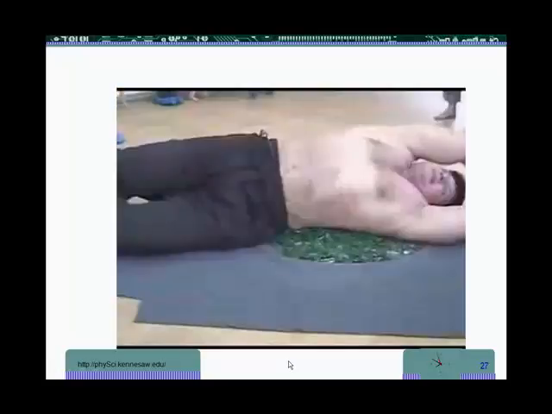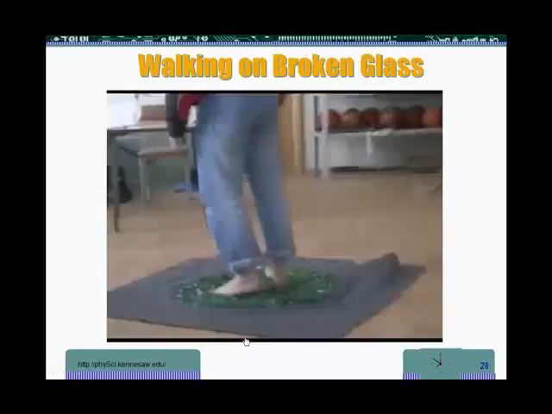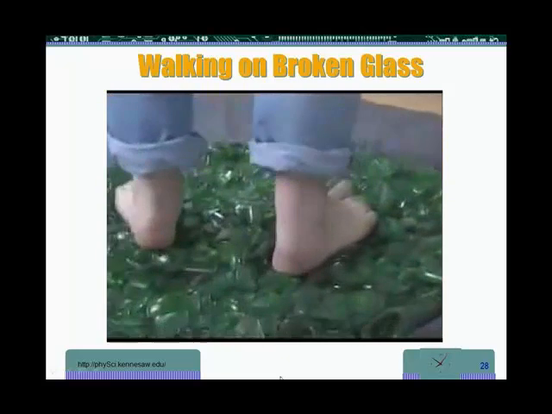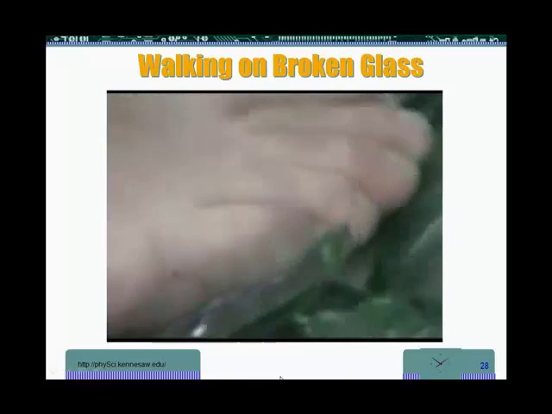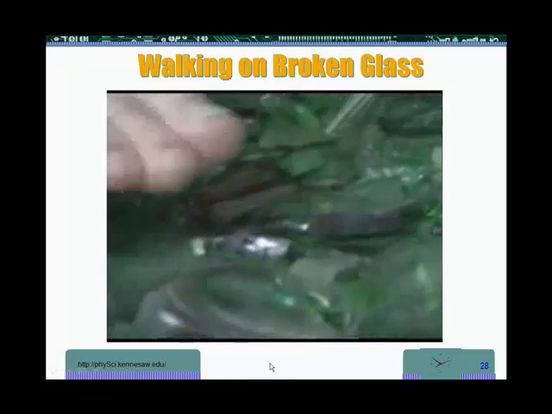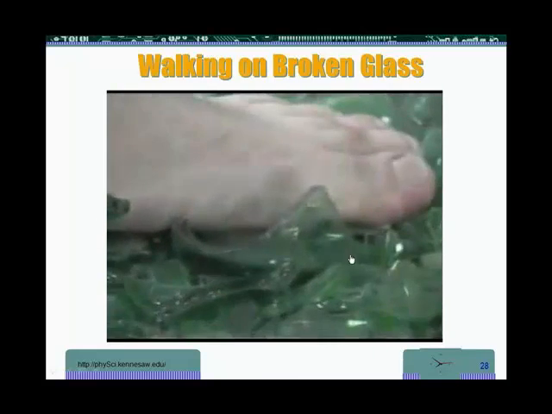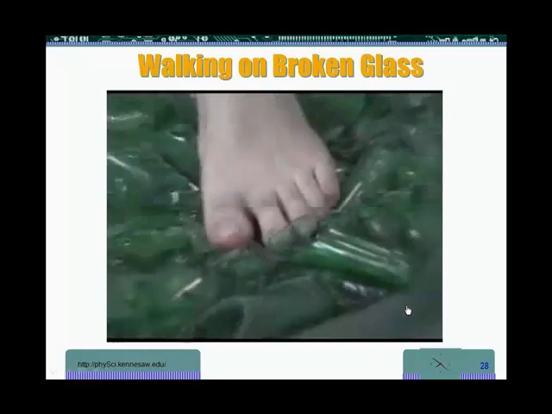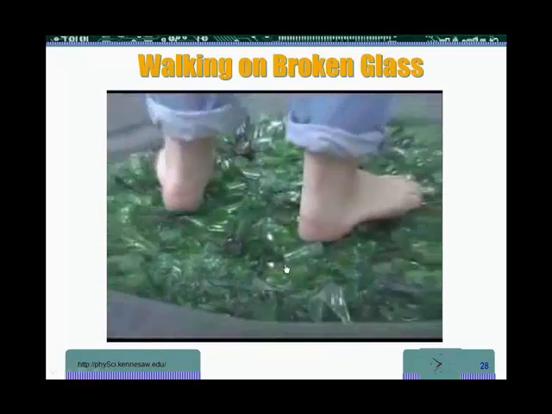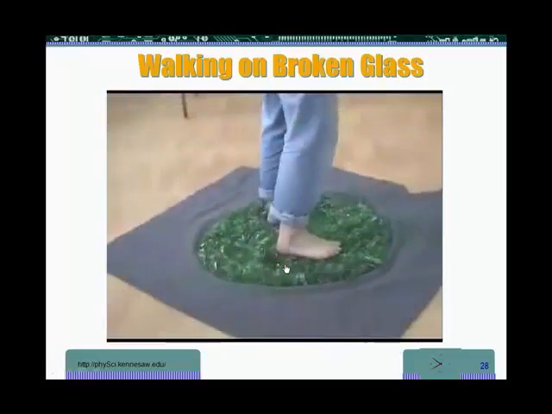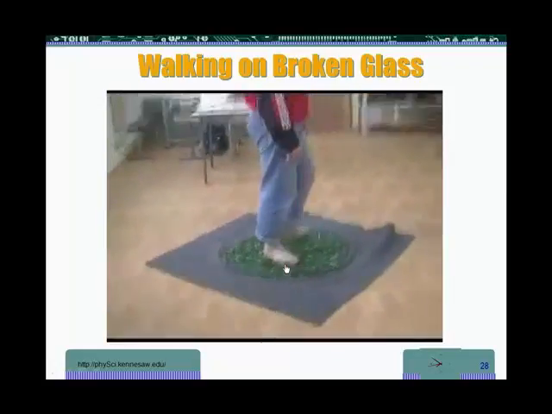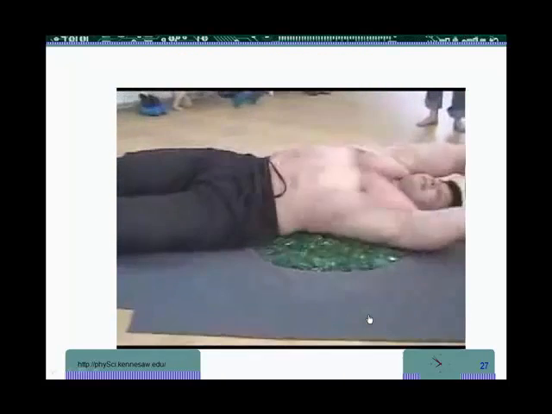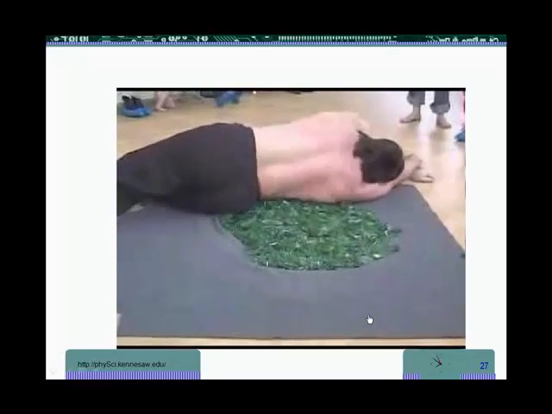Okay, let's see other implications. Actually, this is out of place. Let's see this one first. Okay, this guy, you notice he's walking over broken glass. Not sure how well you see it, but this is broken glass, just random glass pieces, like out of broken bottles, and he's walking over it. If you really notice, he's not jumping on the glass. He's walking slowly with bare feet. Okay, here's what he's doing. He's lying on broken glass.